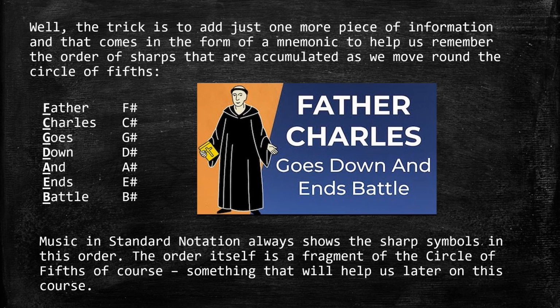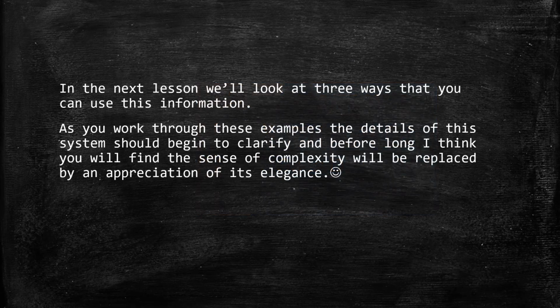Music in standard notation always shows the sharp symbols in this order. The order itself is a fragment of the circle of fifths, of course, something that will help us later on this course. In the next lesson, we'll look at 3 ways that you can use this information. As you work through these examples, the details of this system should begin to clarify, and before long, I think you will find the sense of complexity will be replaced by an appreciation of its elegance.